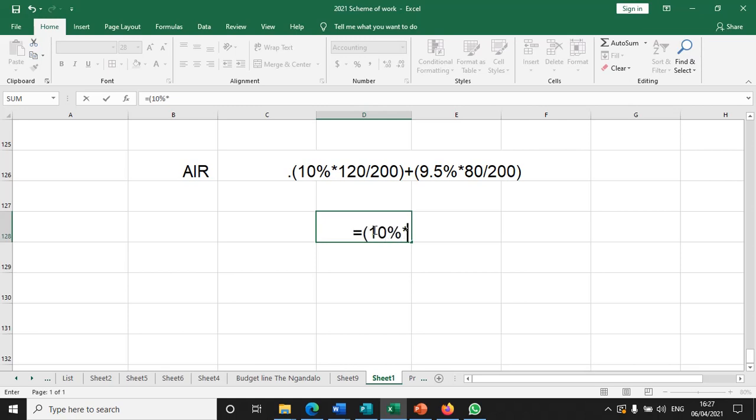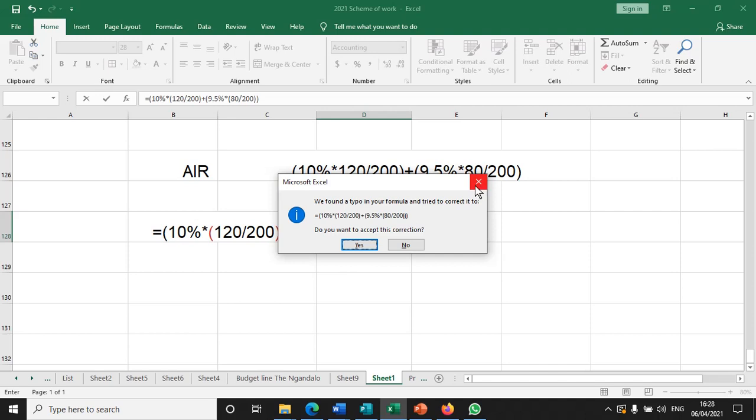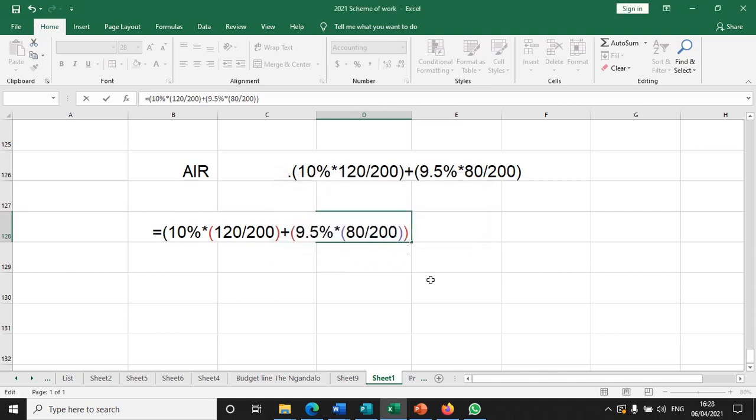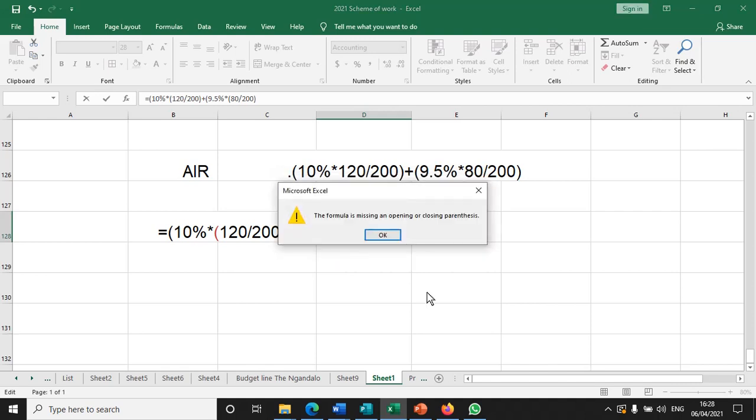We have got that figure multiplied by 120 divided by 200, then plus, you know, Excel follows board maths. I hope you can see that, multiplied by open brackets 80 divided by 200, and of course we need to close here. Yes, but we need to close there. There we go. There's the challenge. Okay, where is the challenge? Maybe there's no need. Should I take them one at a time?